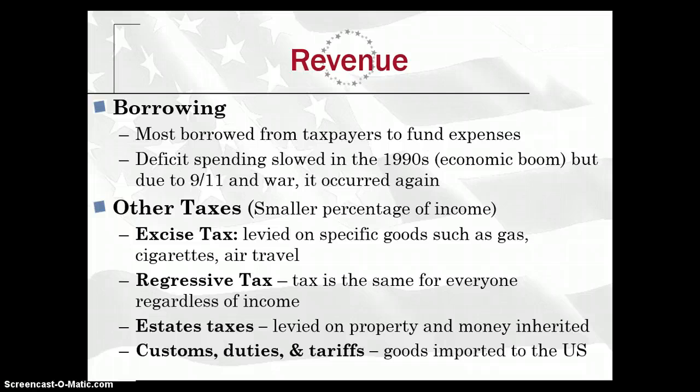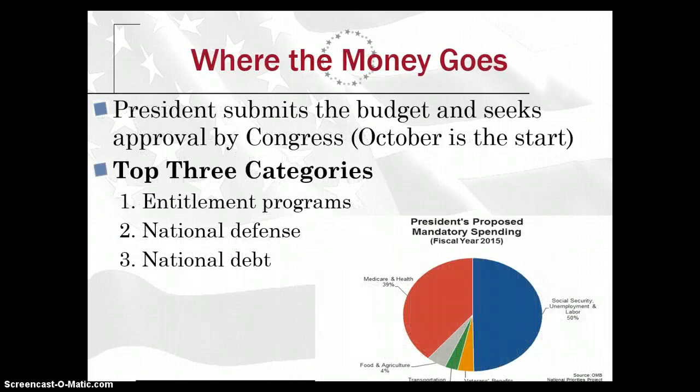Those are levied on property and money that is inherited. Those typically are for people making $400,000 or $500,000 or more. And then you also have other minor taxes from customs, duties, and tariffs, and that pertains, of course, to goods that are going to be imported to the United States. But again, the major ones are Social Security and Medicare taxes.